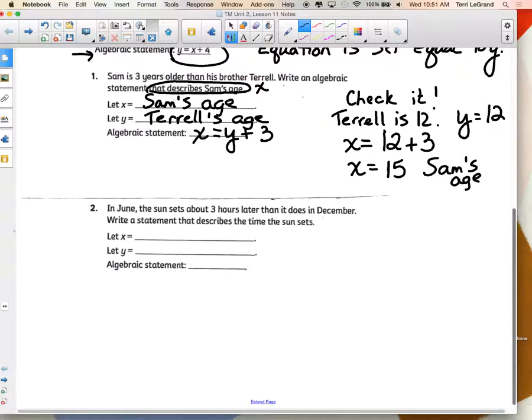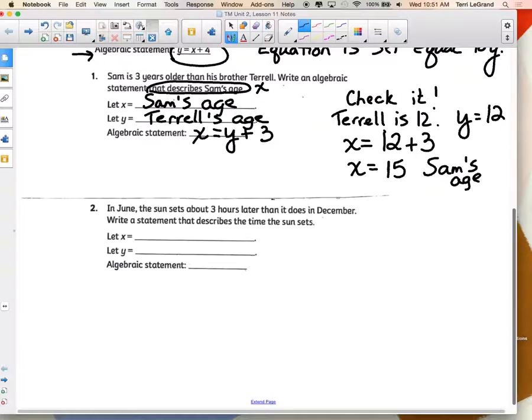So we're just making up a situation to see if we have a good statement, if our statement gets us good results. So if Terrell is 12, should Sam be 15? Yes, because he's supposed to be what? He's supposed to be 3 years older. So he does turn out to be 3 years older with our algebraic statement, with our equation.